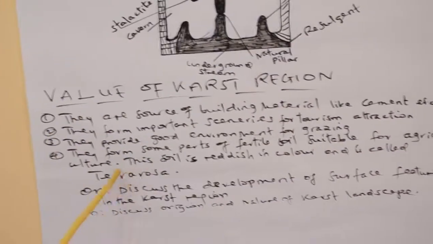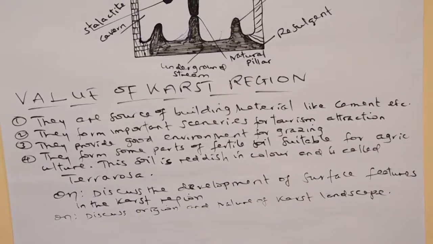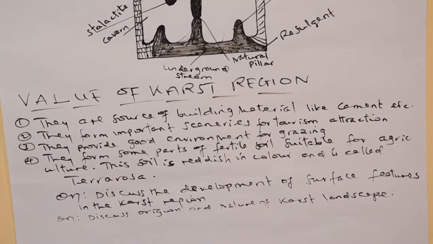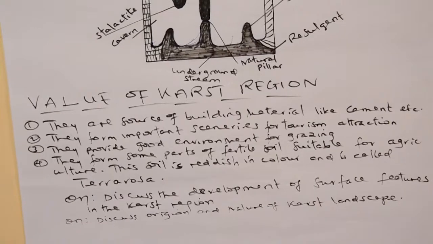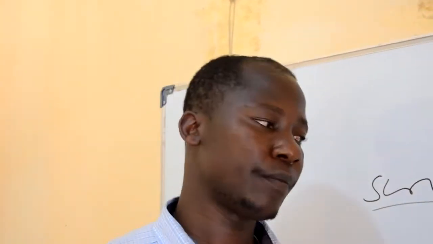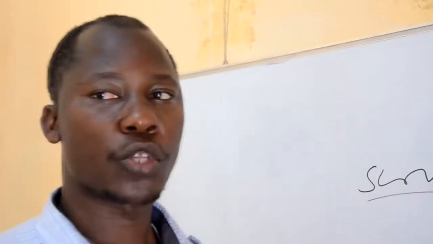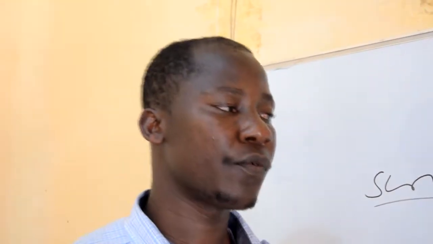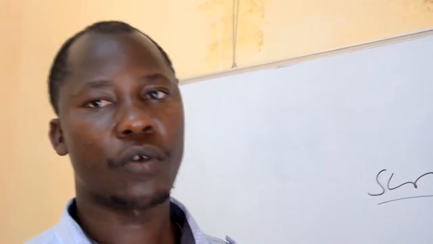Another value is that they form some parts of fertile soil suitable for agriculture. This soil is reddish in color and is called terra rossa. Therefore, terra rossa is the area in the karst region which is very potential for agriculture. Therefore, most people concentrate there for the purpose of cultivation.